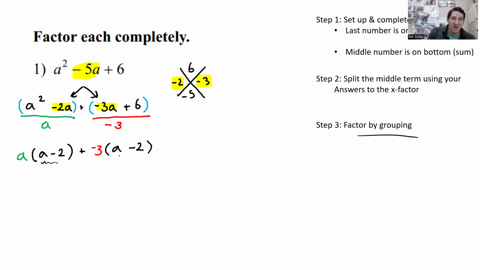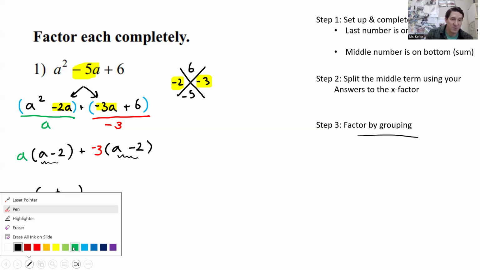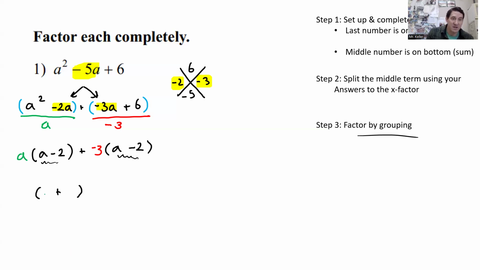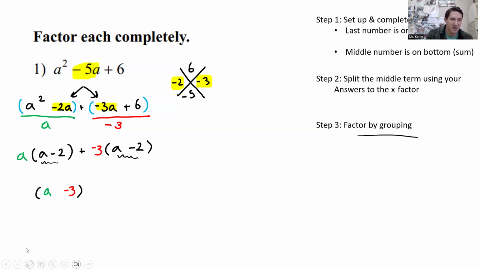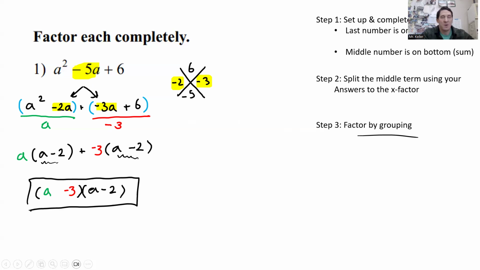Notice how we have a minus 2 and a minus 2. So we have grouped the things together. So now we're going to regroup our factors. The first factor is going to be our GCFs grouped together. So it's going to be a plus -3, or rather just a minus 3 is fine. And then the second one is the a minus 2, that identical factor from those. And that is our answer, a minus 3 times a minus 2.